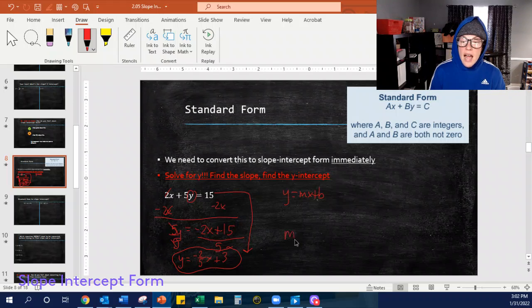Now from this, I know that my slope is negative 2/5 and my y-intercept is 3, just from looking at it. I couldn't have told you that from 2x plus 5y equals 15. But just looking at this slope-intercept form, y equals negative 2/5 x plus 3, I know automatically.